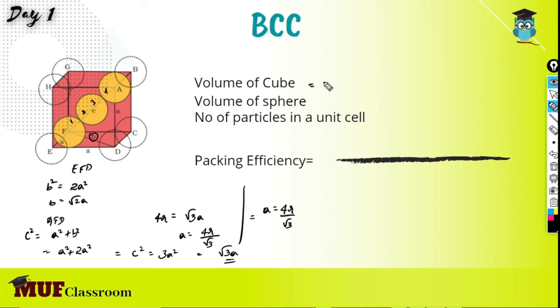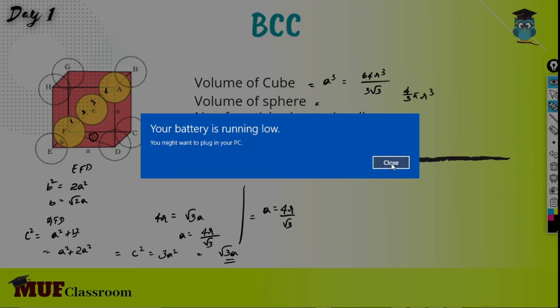Now as we know, the volume of the cube is A cube. We know the value of A, so we get it as 64 R cube by 3 root 3. The volume of the sphere, we get it as 4 by 3 pi R cube. The number of particles in BCC, body-centered cube, is 2.